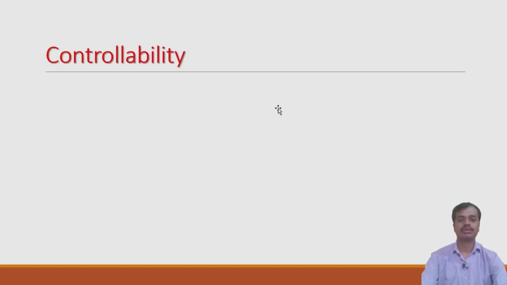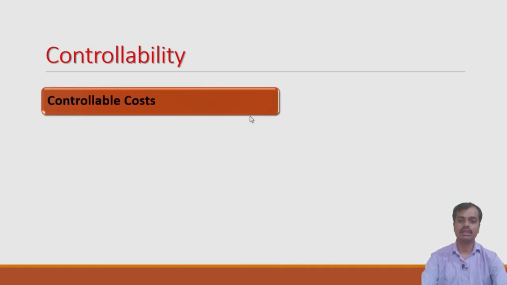Next type is controllability. Under this, costs are classified according to whether or not they are influenced by the action of management of the organization. On the basis of it, costs are classified into two categories: controllable cost and uncontrollable cost. Let's see first controllable cost. Controllable costs are those which can be influenced by the action of a specified member of an undertaking. That is to say, costs which are at least partially within the control of management.